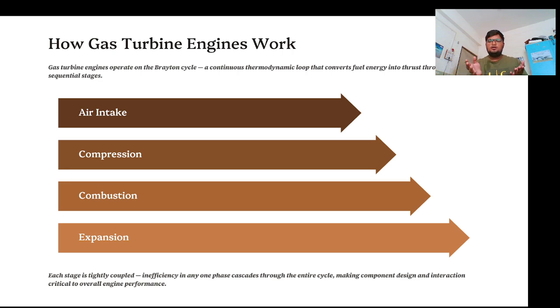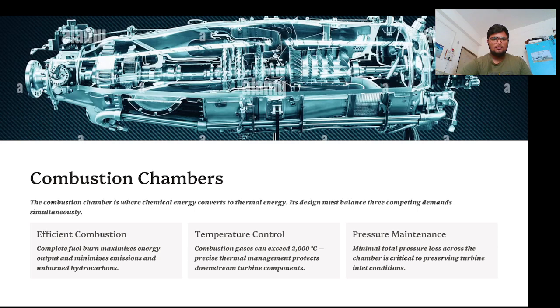And then the thrust that is produced due to the ignition of the gases and the expansion of the hot gases helps the engine for propulsion. So, combustion chamber. A combustion chamber is, as I said, where the chemical energy converts to thermal energy. In this combustion chamber, the fuel is mixed with air, the air fuel ratio is maintained, and the combustion chamber has to be efficient.